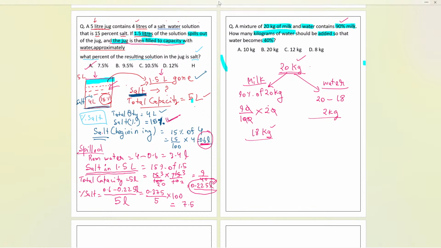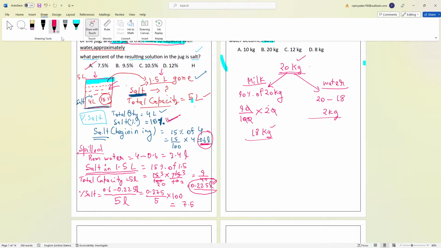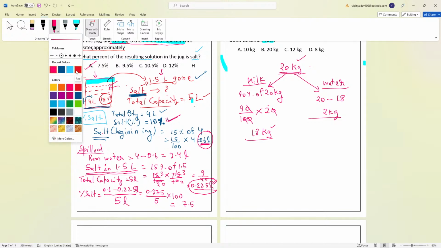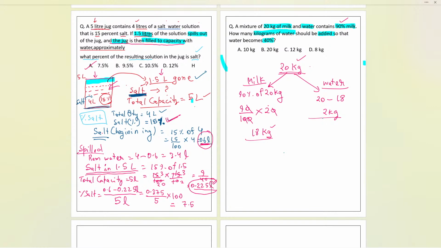Let us now frame the equation. How can I do this? I will consider that we have 2 kg of water and 18 kg of milk. We added some water. The new quantity of water will be what? 2 plus x. We can assume some x we added, and after adding x, it becomes 2 plus x.